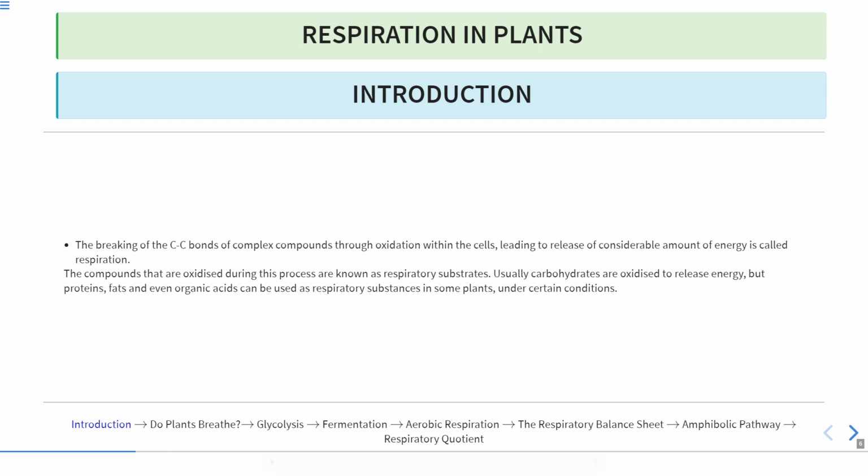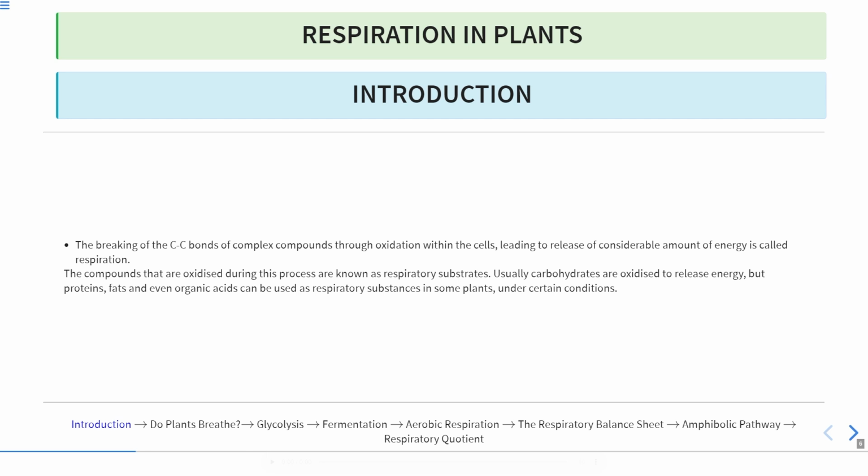And in this process of respiration, a good amount of energy is released, and that energy is stored in the high energy phosphate bonds of ATP, right? So this is the process of respiration.